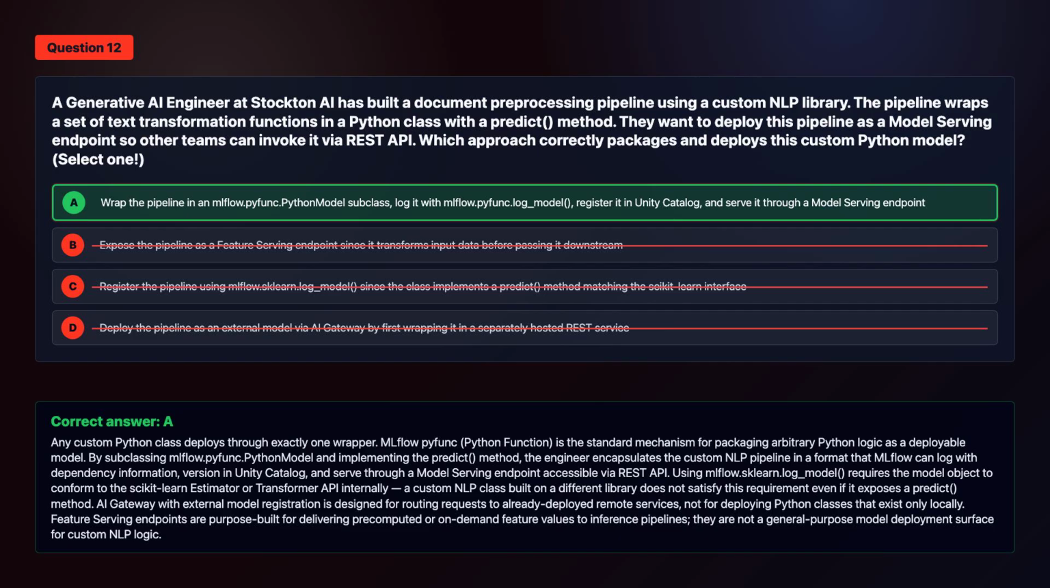Using mlflow.sklearn.log_model requires the model object to conform to the scikit-learn estimator or transformer API internally. A custom NLP class built on a different library does not satisfy this requirement even if it exposes a predict method. AI Gateway with external model registration is designed for routing requests to already deployed remote services, not for deploying Python classes that exist only locally. Feature-serving endpoints are purpose-built for delivering pre-computed or on-demand feature values to inference pipelines. They are not a general-purpose model deployment surface for custom NLP logic.